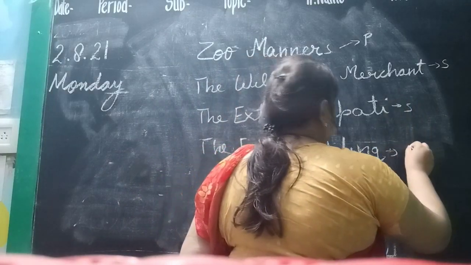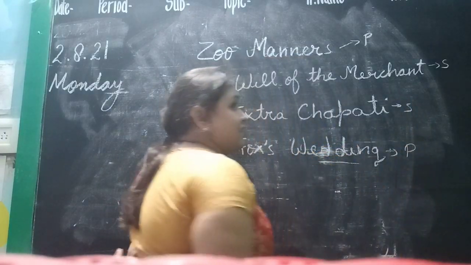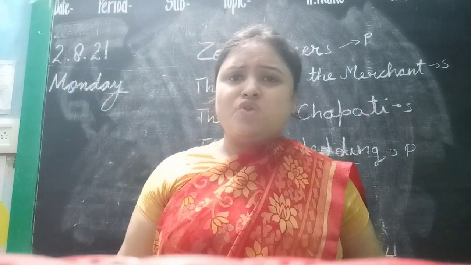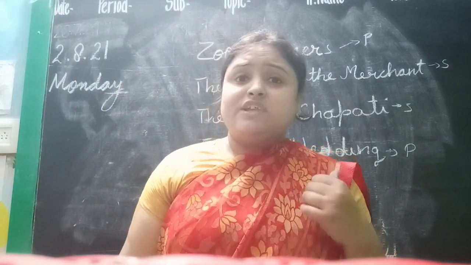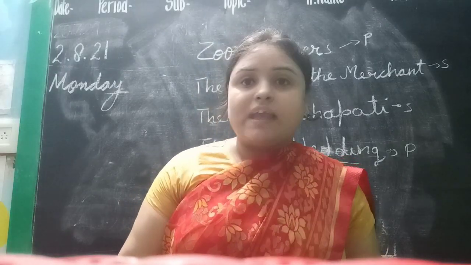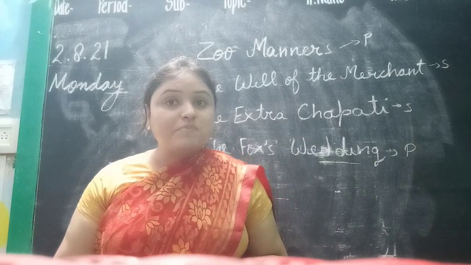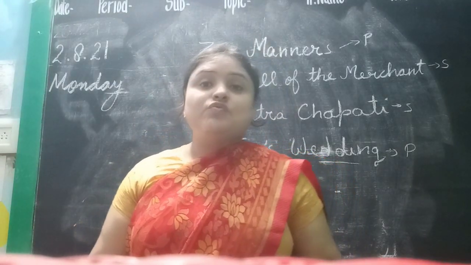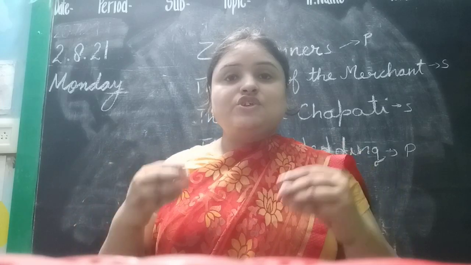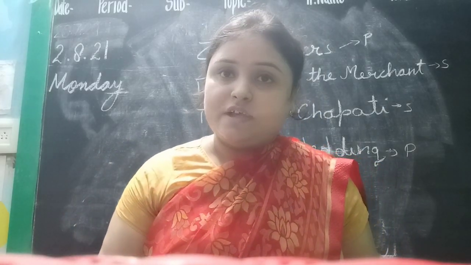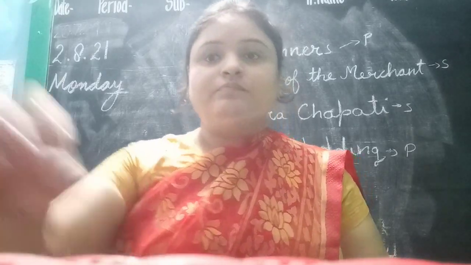And the last one is Fox's Wedding. It is a poem. In this, the wedding of the fox is going on and everyone is enjoying. What happens there, you will study in Fox's Wedding. So all of you revise all these chapters, read them properly and prepare for your objective exam. In the objective exam you will get a question with options, and you will have to tick the correct option. Okay?